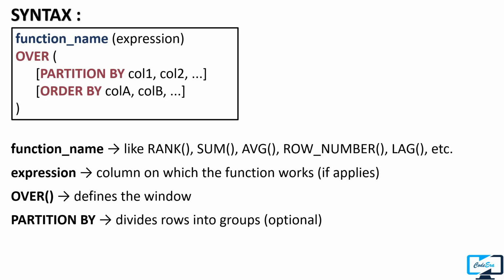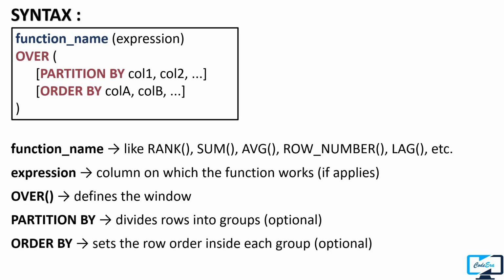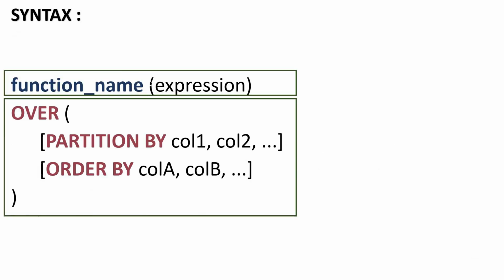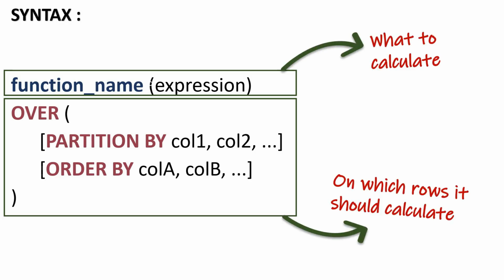Here, partition by divides the data into groups and order by sorts rows inside each group. And these two are optional. So basically every window function has two parts: the function name like row number, and the window definition, which is written inside the over clause. The function tells SQL what to calculate and the over clause tells SQL on which rows it should calculate. And guys, the over clause is the heart of the window function.